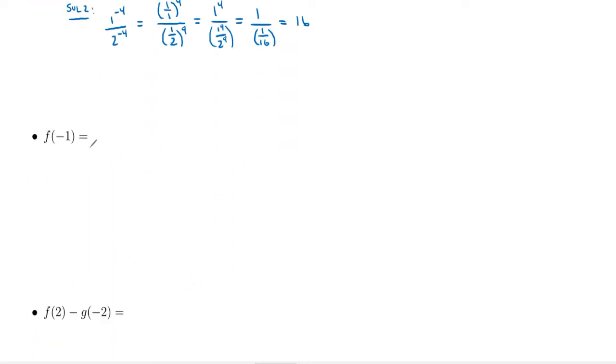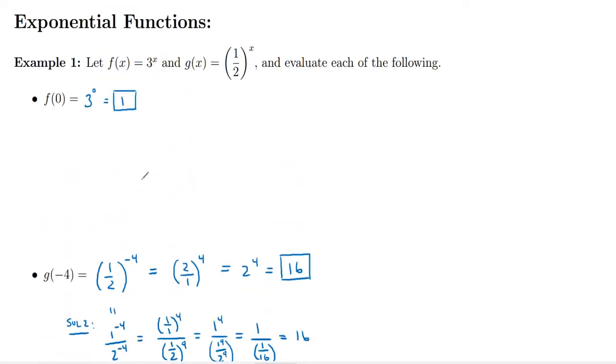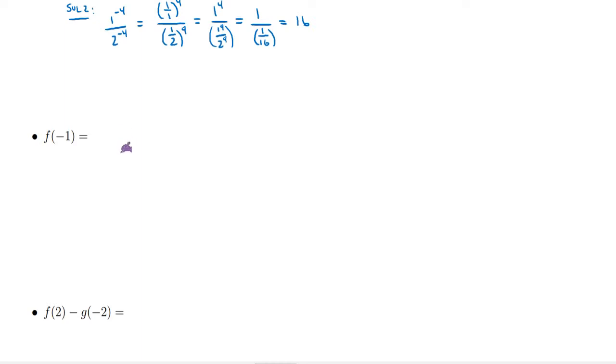Okay, what about f of negative 1? Well, f was 3 to the x, so that'll be 3 to the negative 1. And we have a negative here, so that's going to be the reciprocal. So we have 1 over 3 to the 1, which is just 1/3.